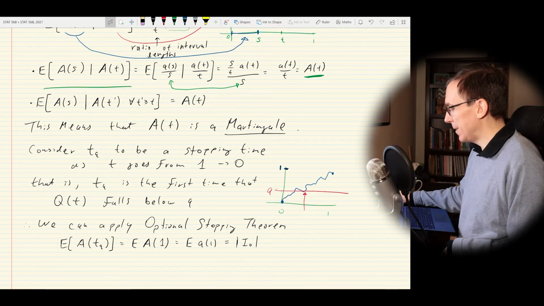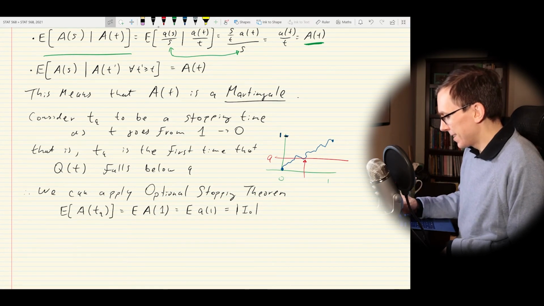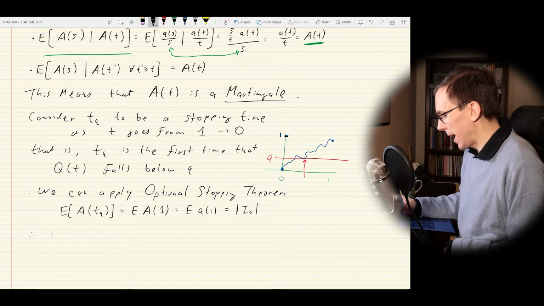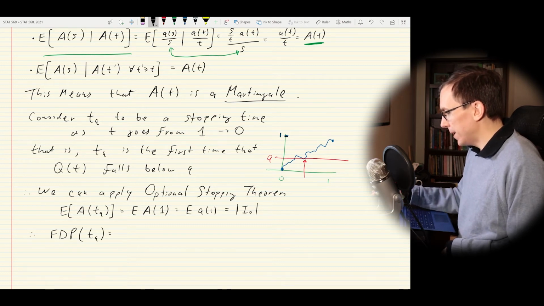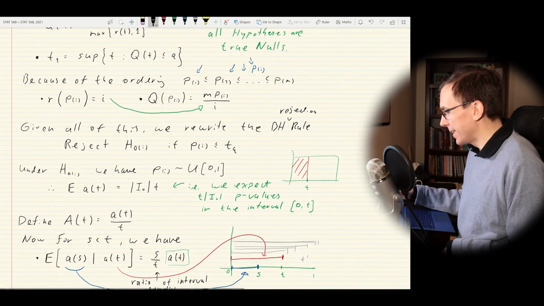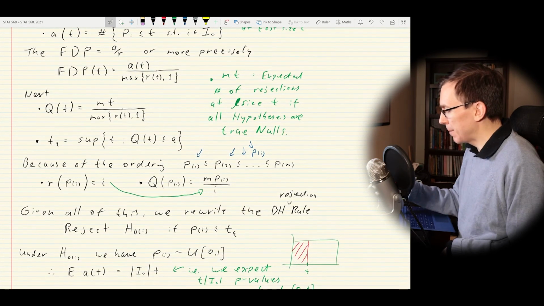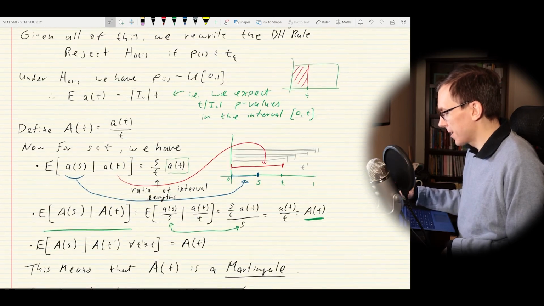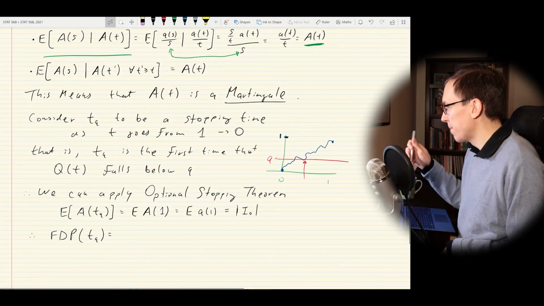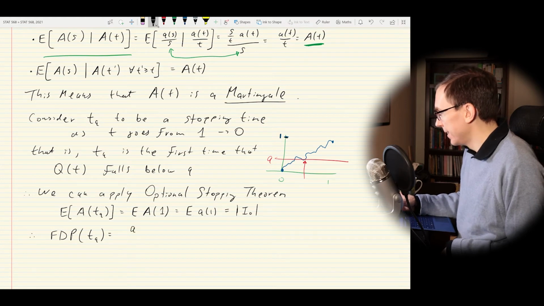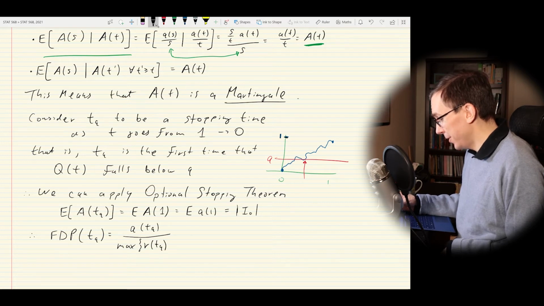That doesn't look too immediately exciting, but the neat thing is that therefore our false discovery proportion at t_q, well, what's that going to be? Let's go back and find it. It's going to be up here, A_t divided by R_t, with the max thrown in there. So what we end up with here is now A at t_q divided by the max of R at t_q and 1.